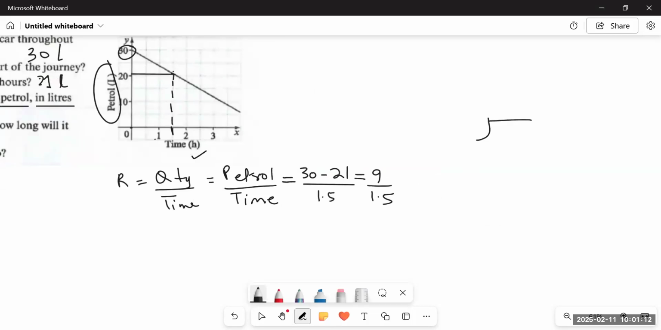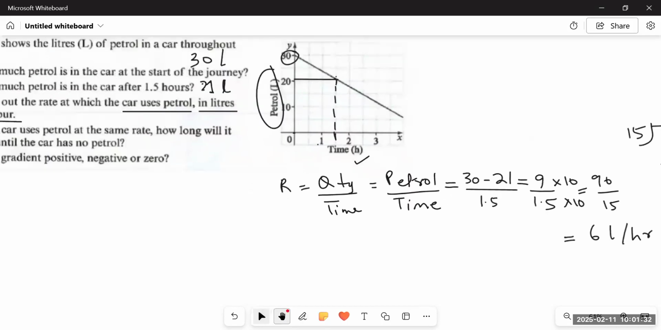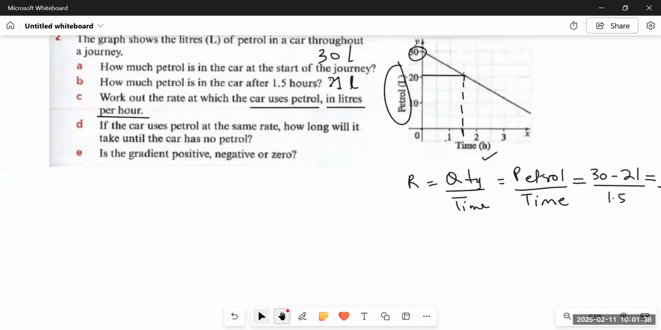So now we will multiply both by 10 and then we will get 90 upon 15. So the answer would be 6, since 15 sixes are 90. That is, 6 liters per hour has been used if in 1.5 hours 9 liters has been used. This is the answer to part C.